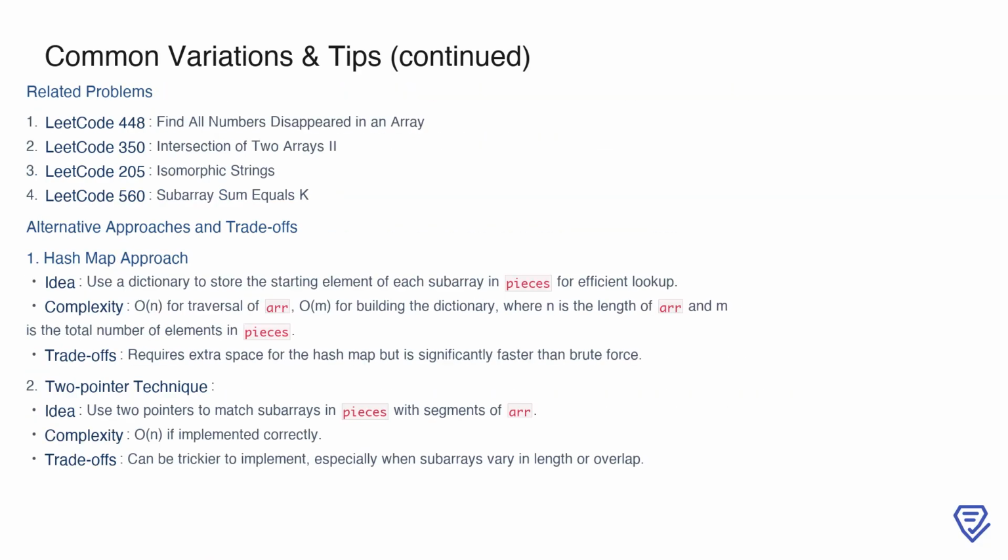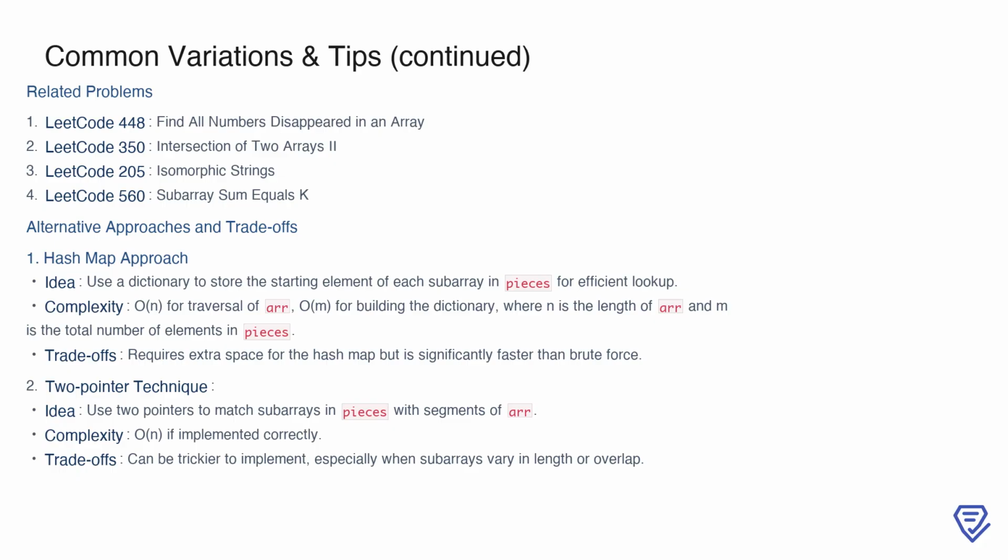This problem also shares similarities with other coding challenges, which can provide additional context for solving it. Examples include LeetCode 448, which involves finding all numbers that disappeared in an array, or LeetCode 350, which focuses on the intersection of two arrays. Additionally, LeetCode 205, which tackles isomorphic strings, and LeetCode 560, where the goal is to find subarrays with a sum equal to k, are other related problems worth exploring.